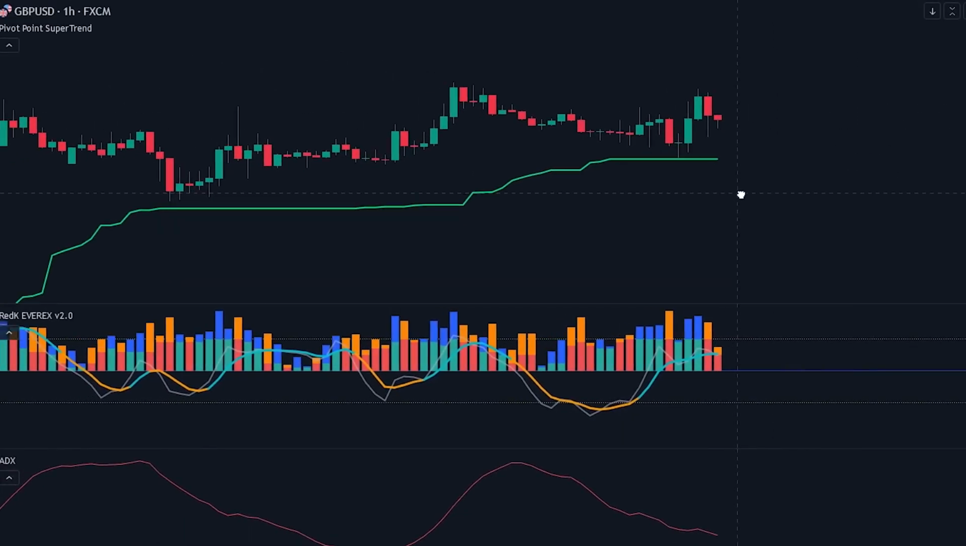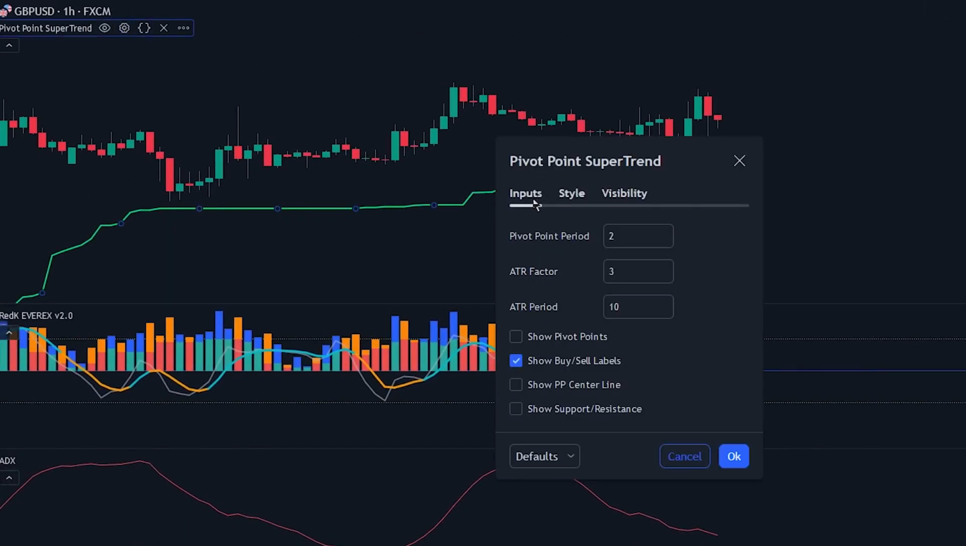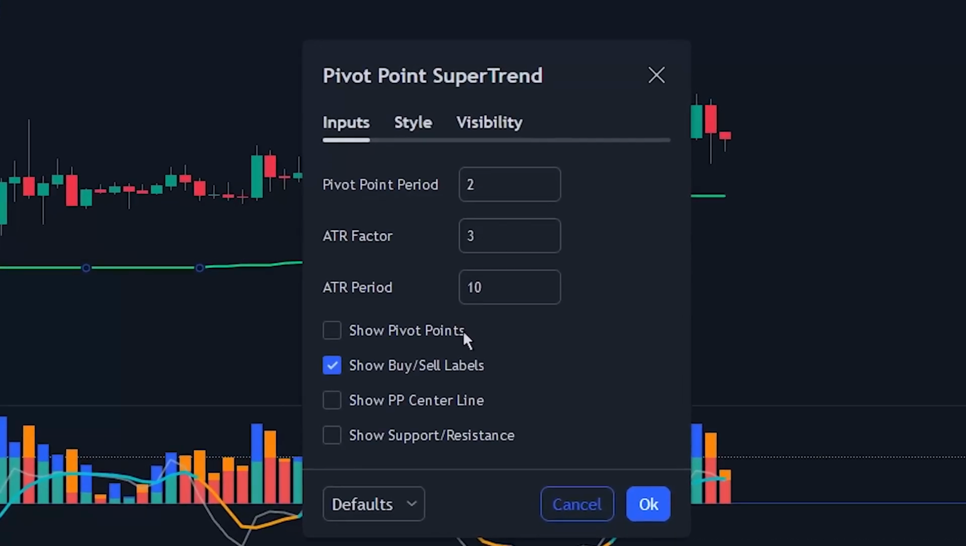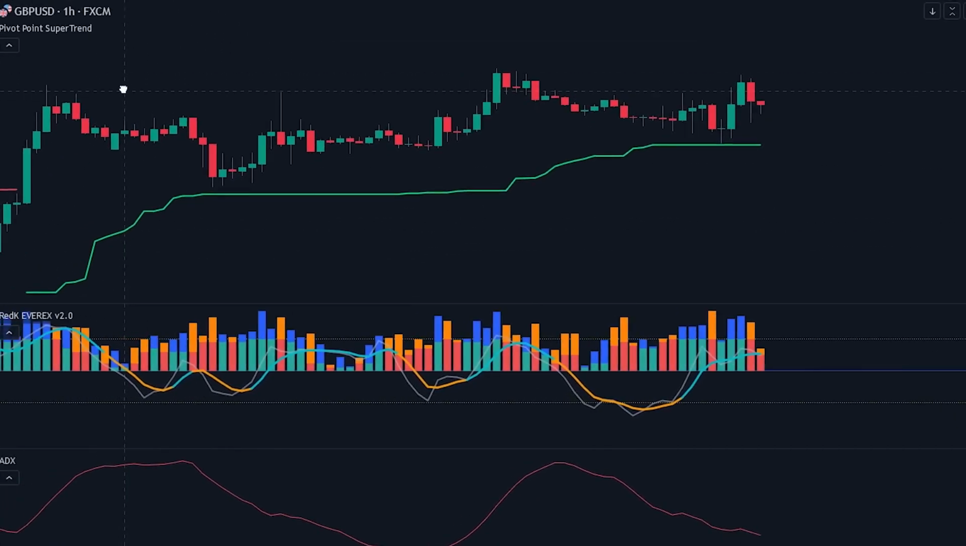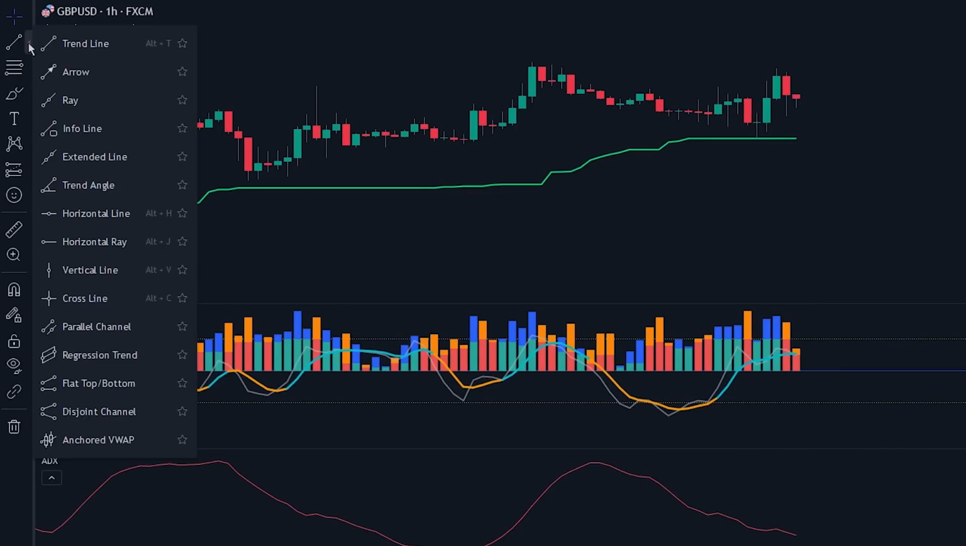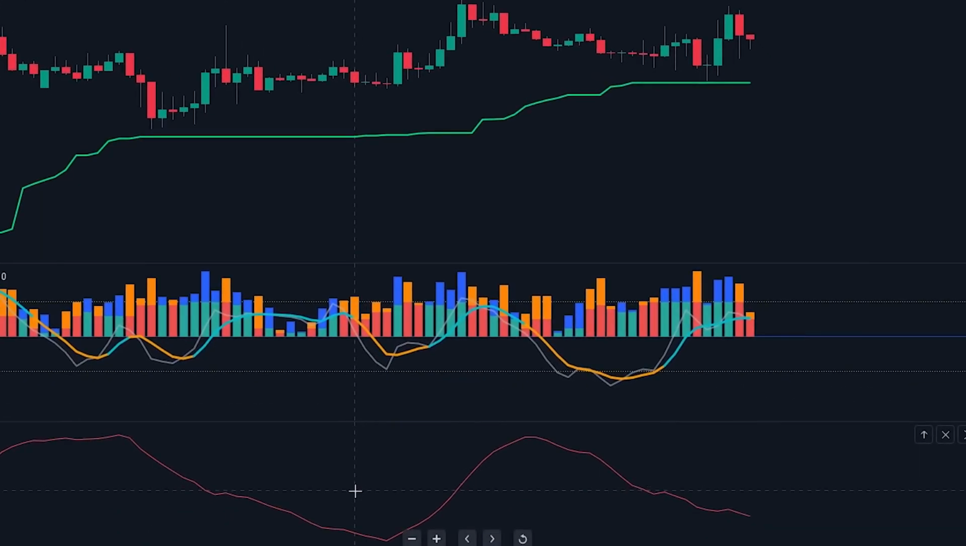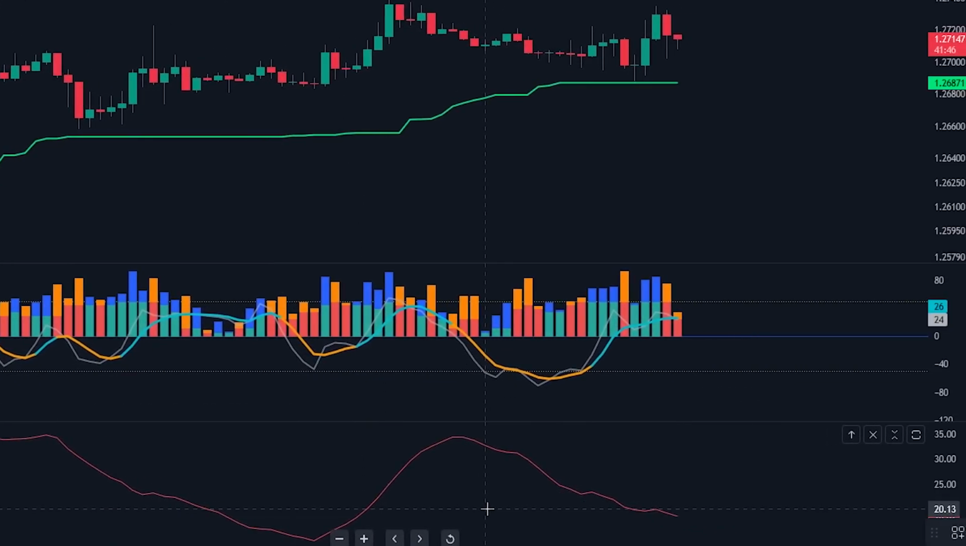Now head over to the input settings of the Pivot Point Supertrend indicator. Here we will be removing the buy and sell labels. Once you have done that, we will be adding a horizontal line on the ADX. Navigate to the toolbar and click on the horizontal line tool. Now place the line at the value of 20 on the ADX. That was all that we needed to do.